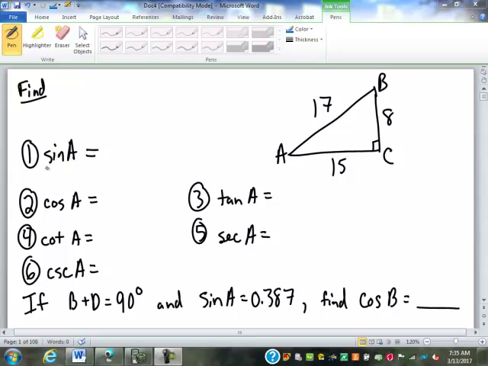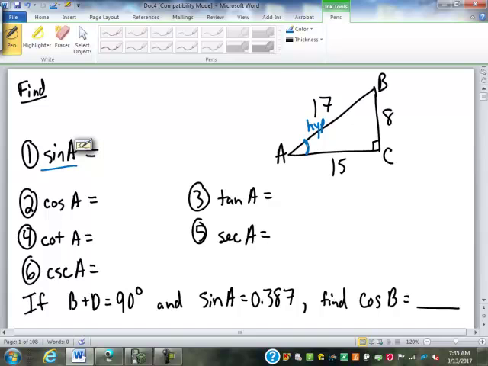Okay, so for the first one, sine of angle A. So here's angle A. Now from angle A, let's label the other sides. The hypotenuse is really easy to pick out. Which one's the hypotenuse? 17. That's always the longest side, the side that's opposite the right angle.